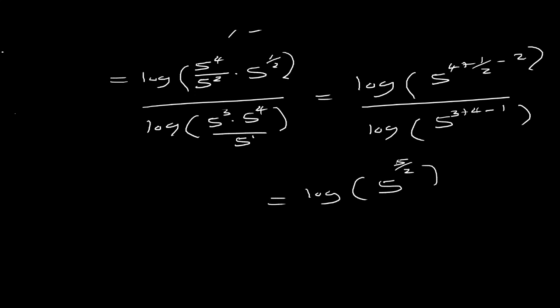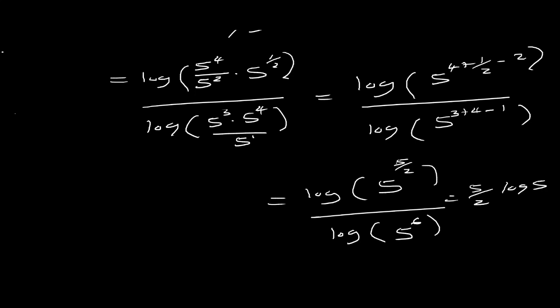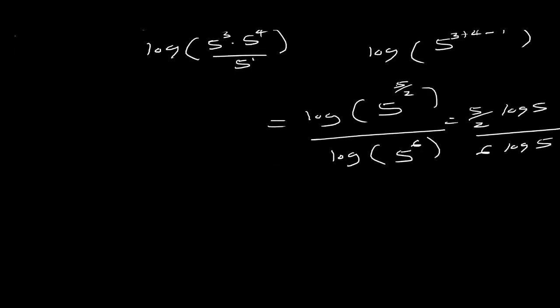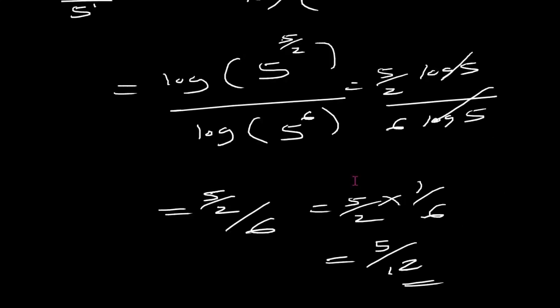Then in the denominator, we will have log 5 raised to 3 plus 4 minus 1 is 6. So those powers are coefficients. So in the numerator, 5 over 2 will be the coefficient, then log 5. Then in the denominator, 6 is the coefficient, then log 5. So log 5 is common in the numerator and denominator, so it cancels out. So log 5 cancels with log 5. We remain with 5 over 2 over 6. So that means you have 5 over 2 times 1 over 6. So 5 over 2 times 1 over 6 is 5 over 12.